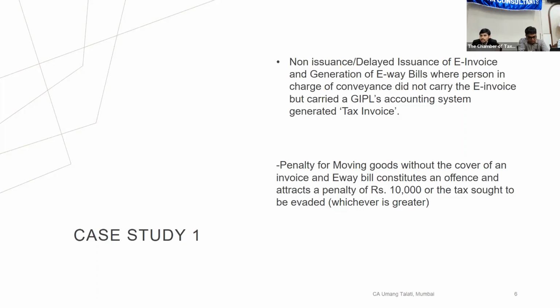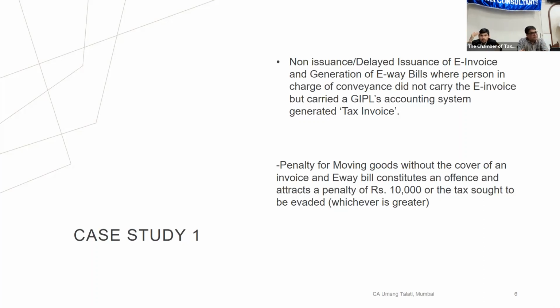So going ahead, taking the same case forward, non-issuance or delayed issuance of e-invoices happened. Of course, when goods were dispatched, e-way bills were created. Now the question is, since that is not an invoice as per 48.5, the person in charge of the conveyance, basically the driver, was not carrying a valid e-invoice. He was just carrying the tax invoice issued by the accounting software. So can the department also say that you have defaulted in the e-way bill provisions, saying penalty for moving goods without the cover of an invoice, and therefore you will attract a penalty of 10,000 or the tax sought to be evaded.